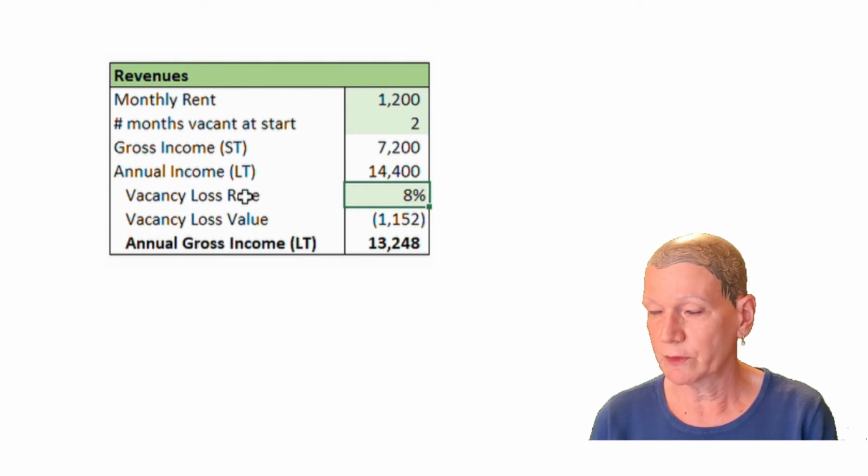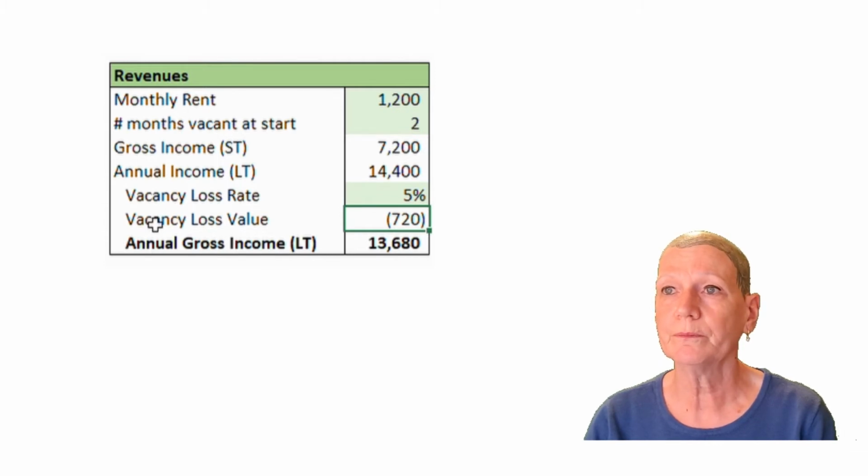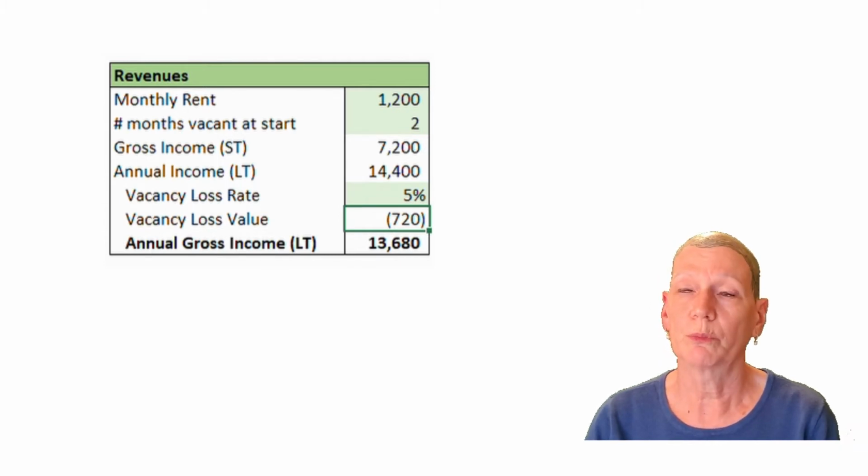You might decide, for example, that 8% is the number you want to work with. You can talk to property managers and other people in your local market to determine what you think a good vacancy rate would be. Main thing is you don't want it to be 0.